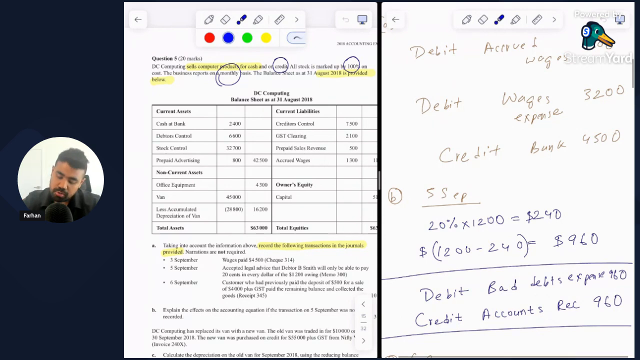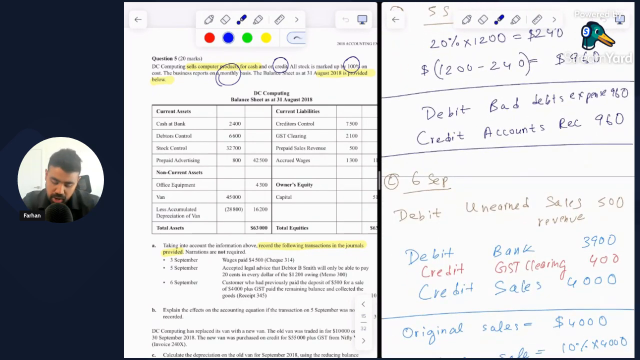So let's move to the transaction on the 6th of September. And this is a bit complicated, so make sure to focus and understand this thoroughly. Now, a customer who had previously paid the deposit of $500 for a sale of $4,000 plus GST paid the remaining balance and collected the goods. All right. So what's happening? So we have got a customer who paid us $500 in the past, and we received that $500 cash in advance for services or products that we were yet to deliver back in that time.